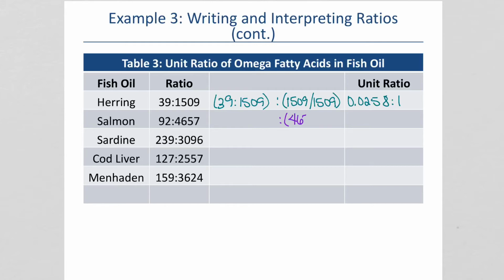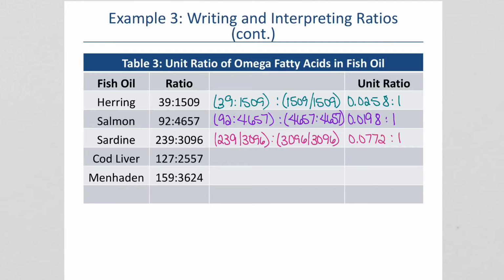We'll do the same thing with the next one. 4,657 divided by itself will give us 1. So we need to take 92 and divide by 4,657. Gives us 0.0198 to 1. And we continue doing this. We've got 3,096. We'll divide 239 by that and have 0.0772 to 1.